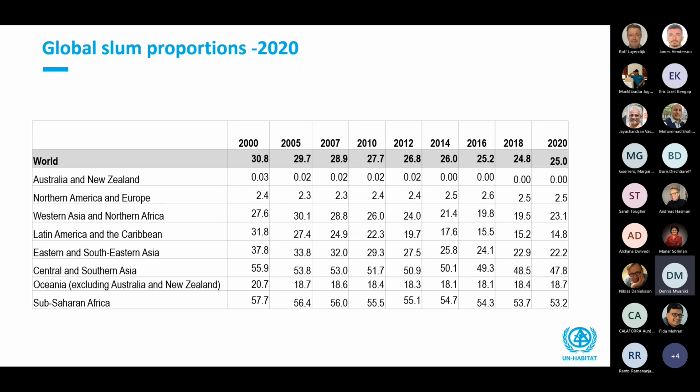Overall, most of the regions recorded a decline, other than Sub-Saharan Africa and Eastern and Southeastern Asia, in the share of population living in slums.